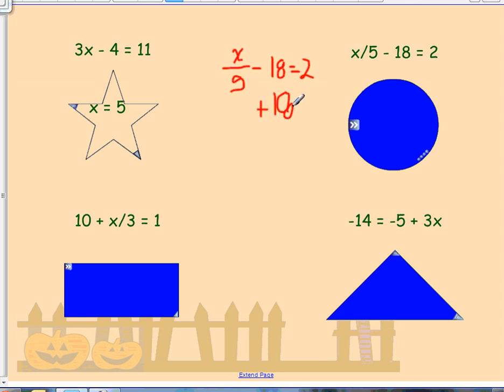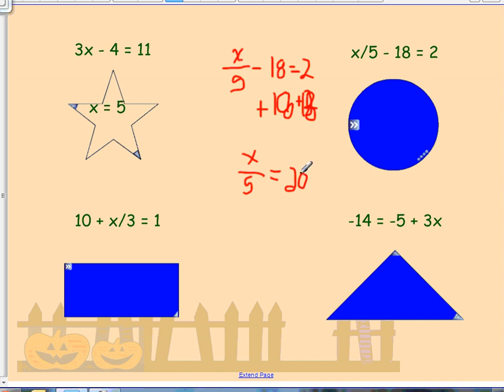Well, we got a kind of a weird, funky looking 8, but that's okay. All right, so we are adding 18 to both sides. So now we have x over 5 equals 2 plus 18, which is 20.